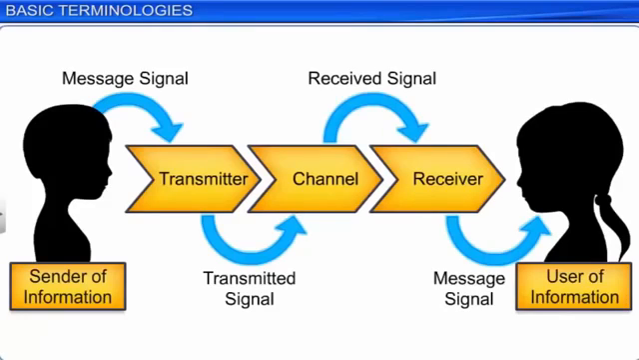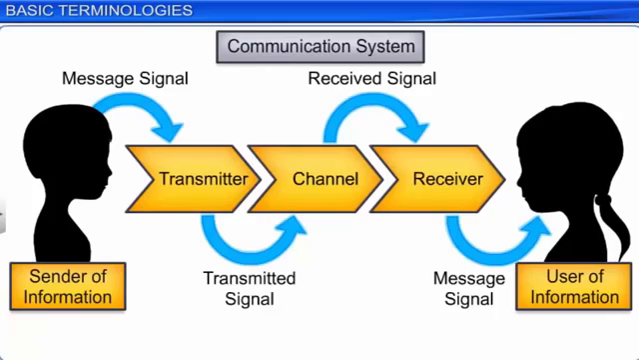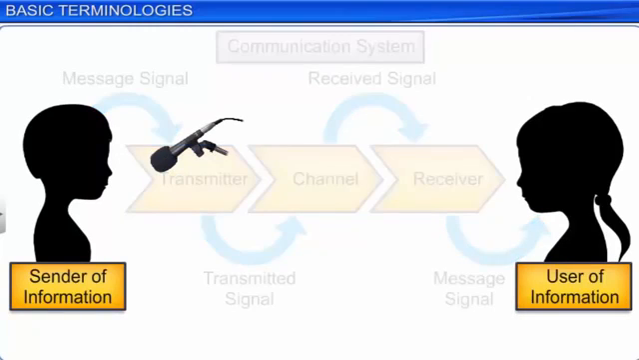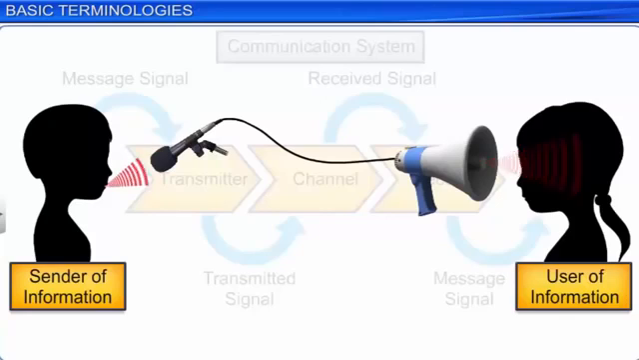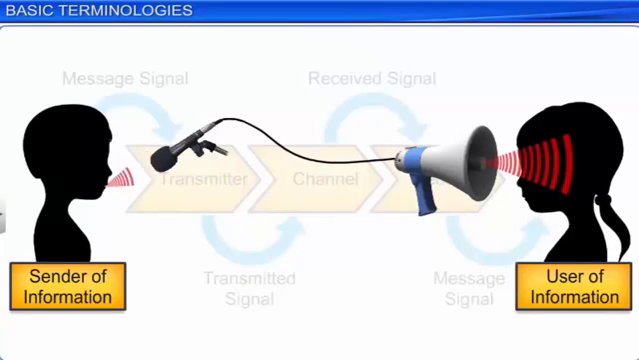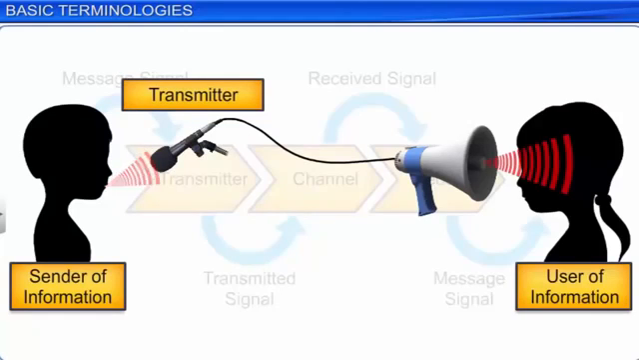We have already learned that a communication system helps transmission of information from the sender to the user of information. Let us now learn about some terms used to describe different devices and processes in a communication system. A person using a microphone and speaker to transmit his voice over a distance is an example of a communication system. The microphone receives the voice signal and prepares it for transmission through the wire. A device that receives the incoming signal and prepares it for transmission through a channel is called a transmitter. Thus, the microphone acts as a transmitter.